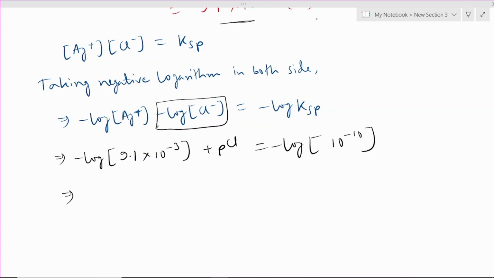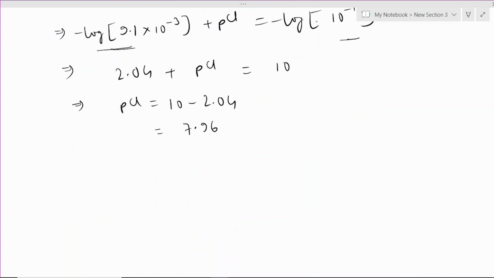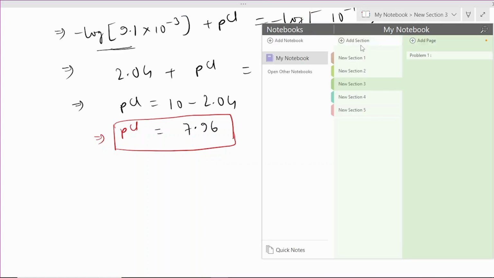So this is 2.04 plus PCl and this is 10. So PCl will be 10 minus 2.04, that is 7.96. This is how we calculate the PCl value. Now we move on to the next problem.